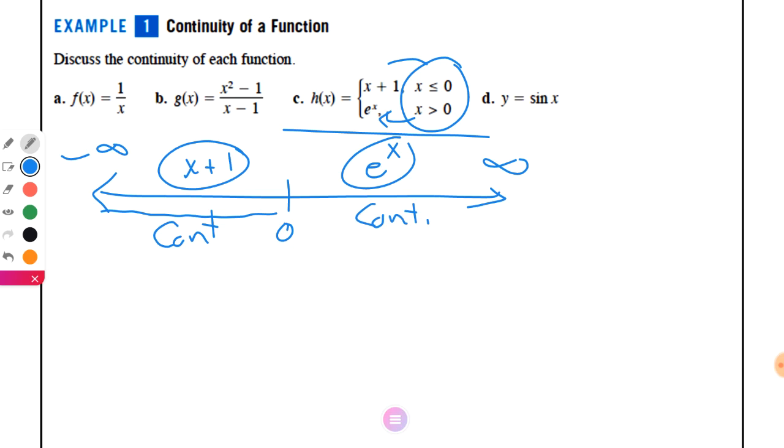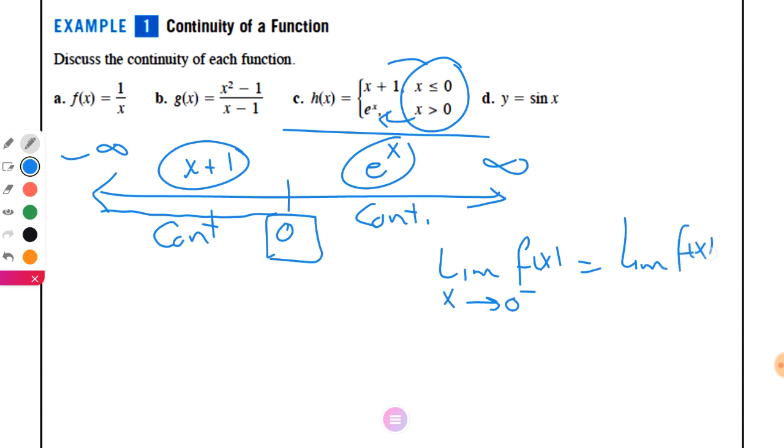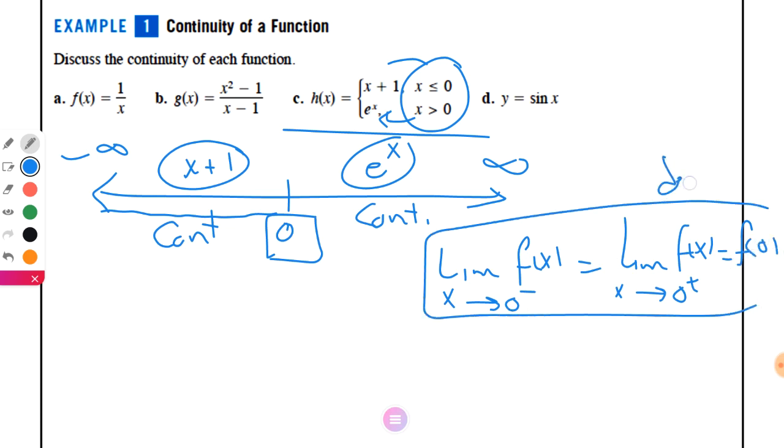What we have to discuss is the continuity at 0. What is the condition? The function must satisfy this to be continuous at a point. I have to write the limit of f of x when x approaches 0 from the left, equal to the limit of f of x when x approaches 0 from the right, equal to f of 0. That is the condition, the definition. Understand?